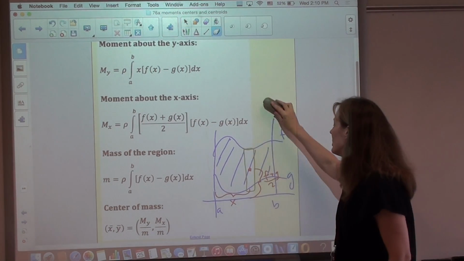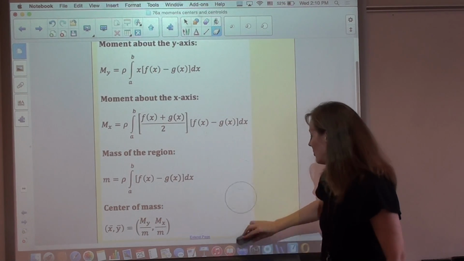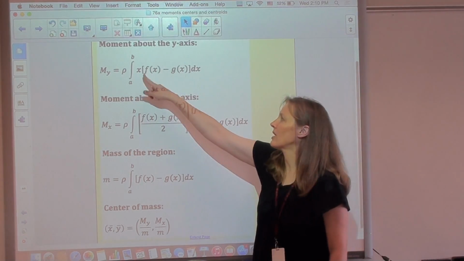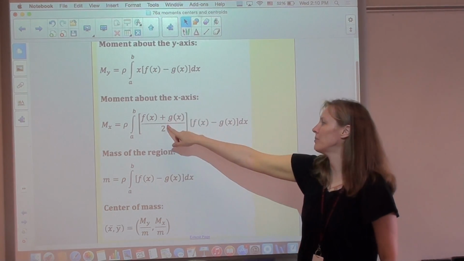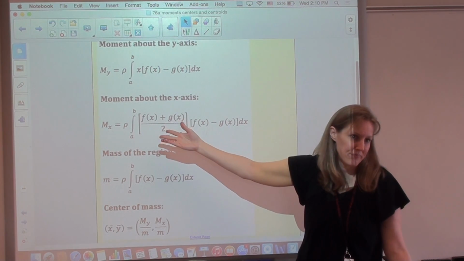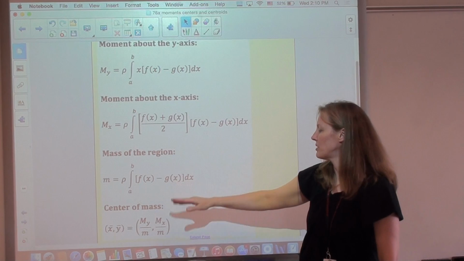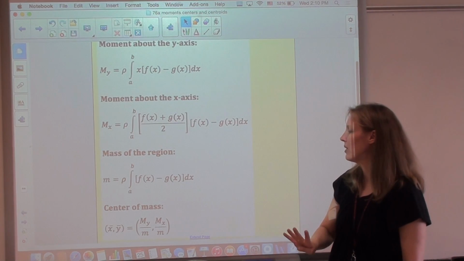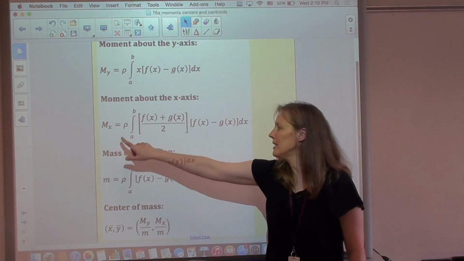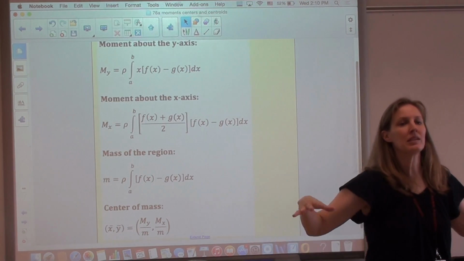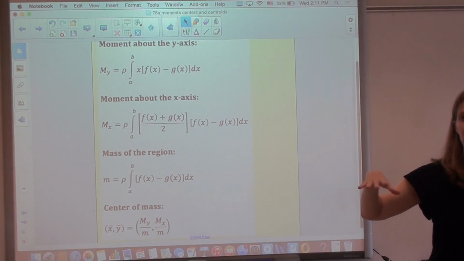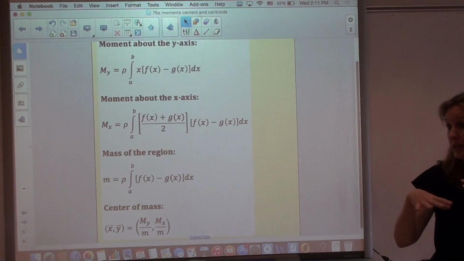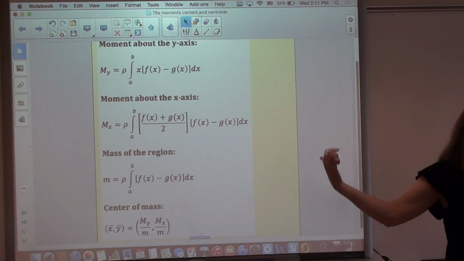So anyway, here are your formulas, right? You start with mass, which is just area. Y-axis, area times x. X-axis, area times the average of the y's. So there are your formulas, and then you just divide to get your center. And remember, the density is completely irrelevant, because if it's a uniform density all the way through, then the actual density isn't going to affect the center. The center is the center, no matter what the density is, right? So the density will always cancel out.